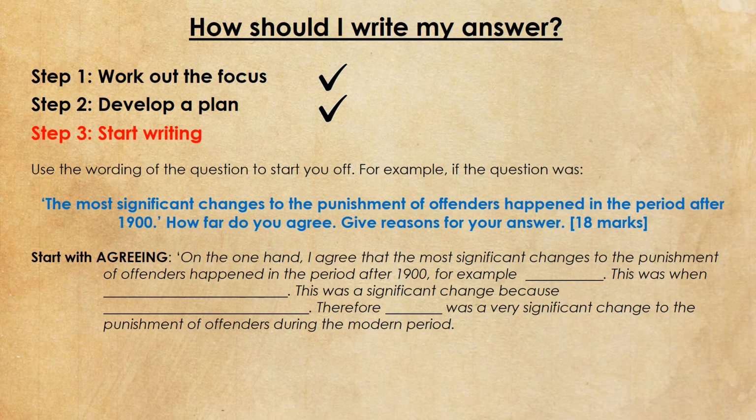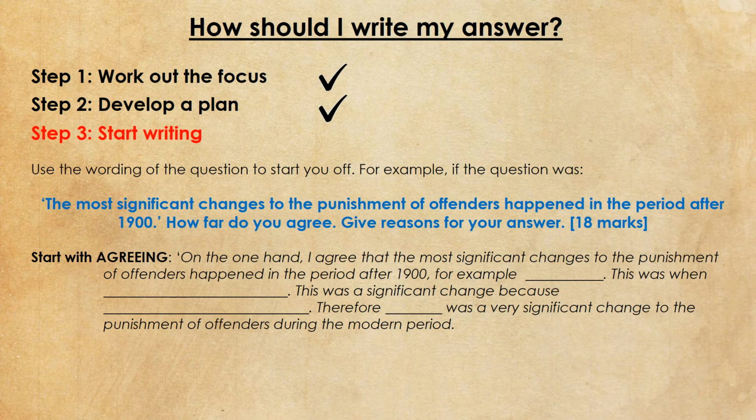So if I was to use the wording of the question, I would start off with, on the one hand, I agree that the most significant changes to the punishment of offenders happened in the period after 1900. For example, and this is where I would identify a significant change to punishment in this time period. Then I need to include some supporting detail about what that change of punishment actually is. So this is where I would say this was when, and I would include some dates, statistics, definitions, key people, anything that you can use to support whatever example you've just brought into the argument. Then, again, you need to use the wording of the question.